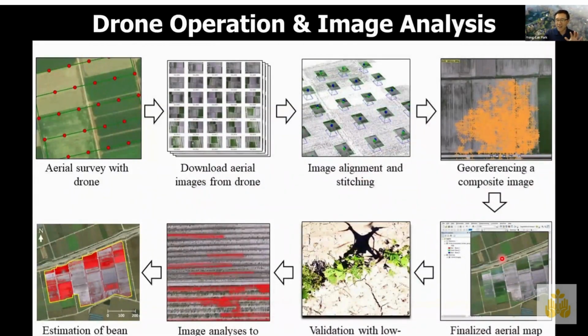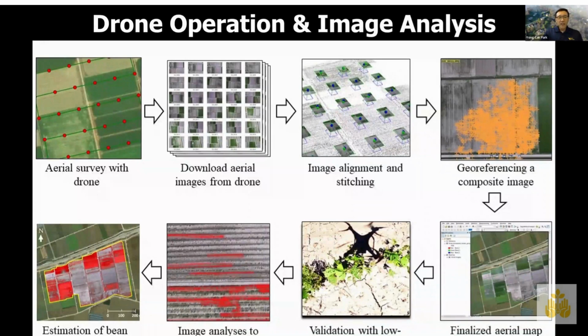But we did one more thing. We did a very low altitude flight to make sure the damage is actually done by the insects, not other things. Based on that stitched image, we did image analysis to extract the bean foliage, which means the healthy part of the plants in the field. So we estimated bean defoliation. This can be done in 1 day. That's the kind of rapid assessment of beet armyworm damage in South Korea.